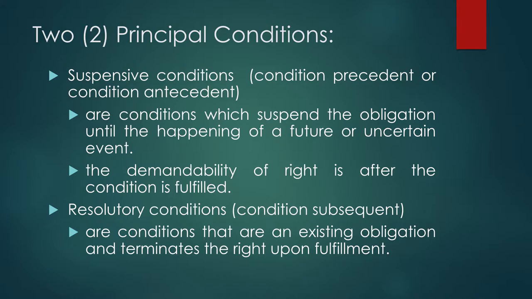So when you say suspensive, these are very common, di ba? Maybe your parents will tell you, I will give you a phone if your grades will be, say, 85 and above, or 1.25 and above, something like that. Or your grades are no less than 1.25 on all subjects. Is it possible to happen? Yes. Is it going to happen in the future? Yes. So it's a future or uncertain event. It's uncertain because it's not sure whether you'll get 1.25, okay? Unless, of course, you're so confident, no?